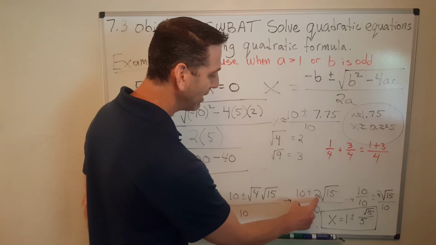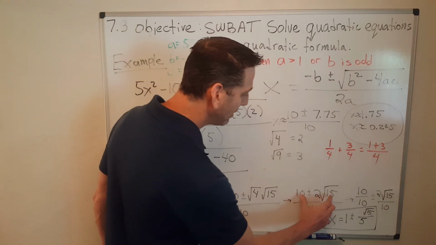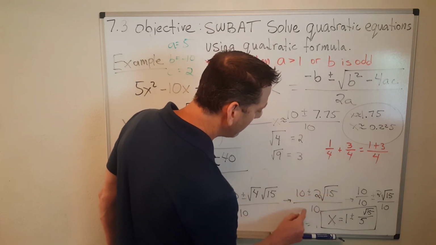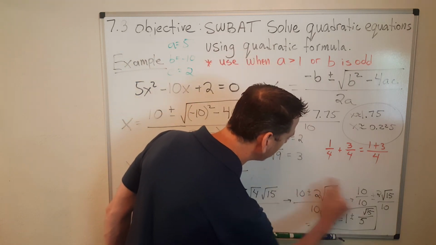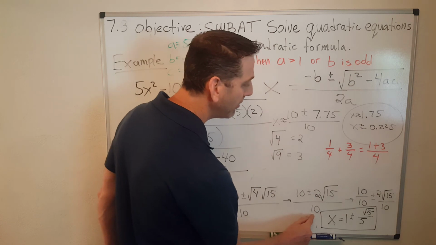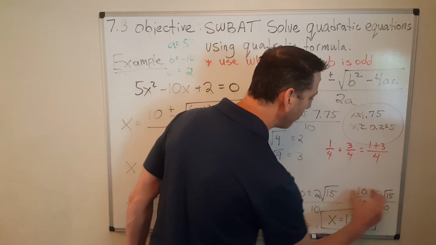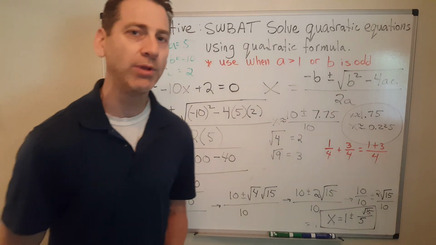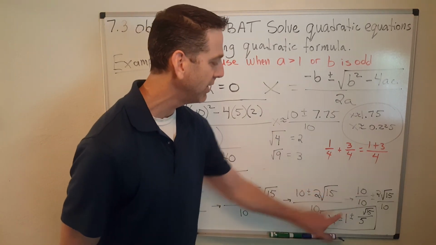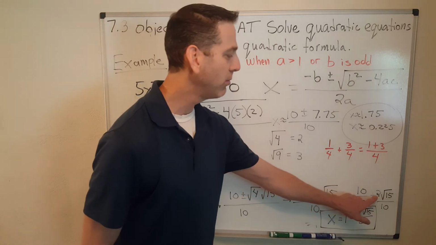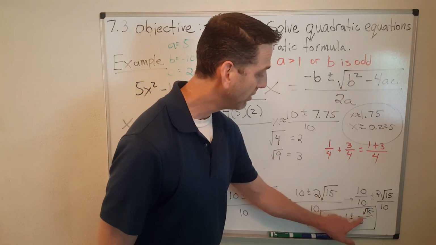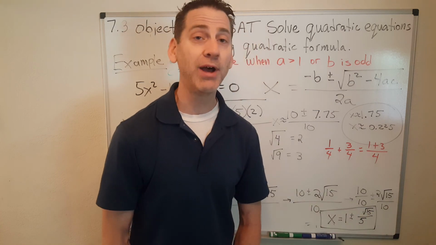So we have that 2 outside of here. And then what we did is we split this up. This whole thing right here is over 10, so we just split it into 2 different parts. And once we did that, we were able to do some further reduction. We were able to divide 10 over 10, which is 1, and we were able to divide 2 over 10, which is 1/5. So we were able to simplify it.